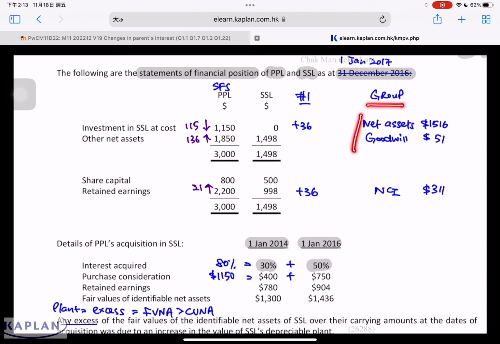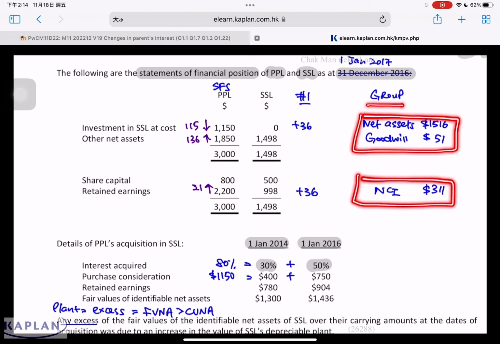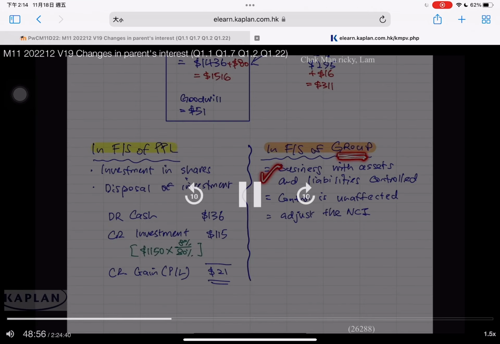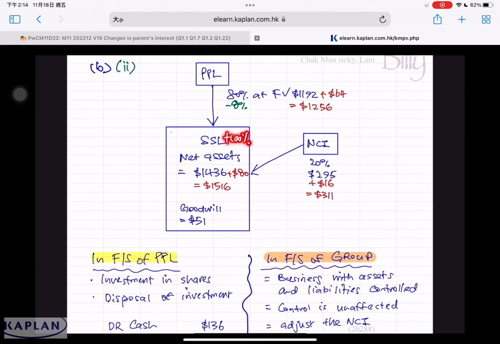At the group level, we treat this as assets and liabilities. We control this, and there is NCI. How does this affect the assets and liabilities, the control, and the NCI? The question is, do we still have control? The answer is yes. Whether it's 80% ownership or 72% ownership, we still have the same level of control, 100%. We do not adjust the assets and liabilities. Adjust NCI, increase by 8%. In the financial statements of the group, we consider the subsidiary's assets and liabilities under control. The control is unaffected.